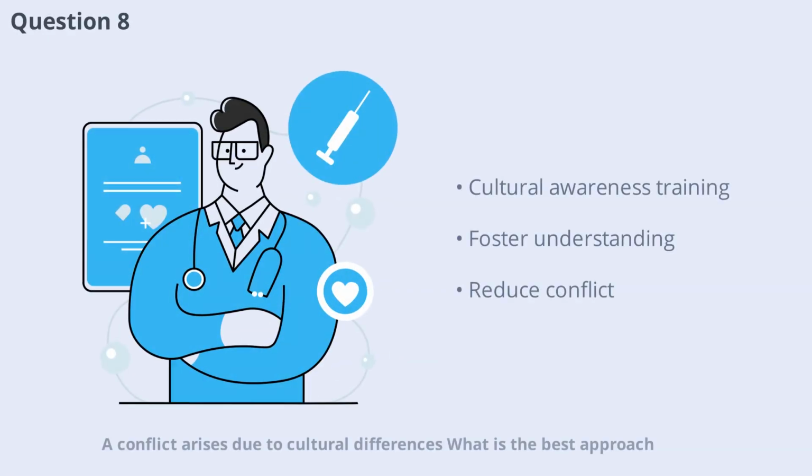A conflict arises due to cultural differences. What is the best approach? A. Ignore differences. B. Provide cultural awareness training. C. Assign blame. D. Separate team members. Explanation. The correct answer is B. Providing cultural awareness training fosters understanding and reduces conflict.